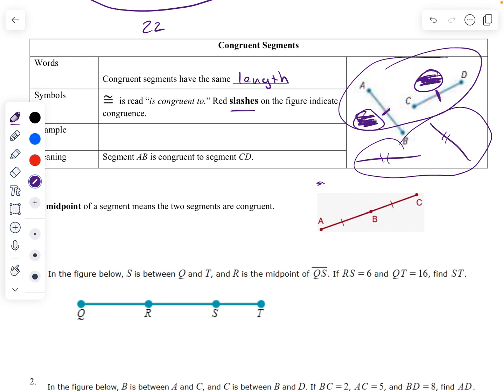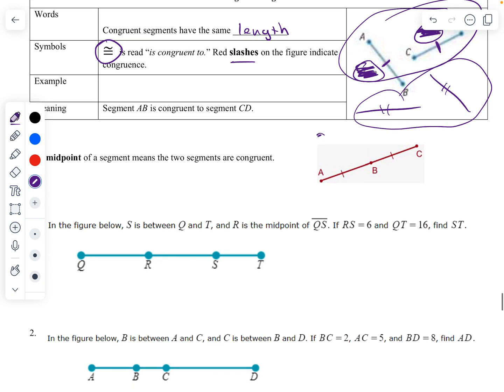Sure, we could call them that too, but the symbol for congruent almost looks like an equal sign even, except it's got what we call a little tilde on top. You don't need to remember that, but it's got a little swirly line on top. That's our congruent symbol that we're going to be using all the time too.